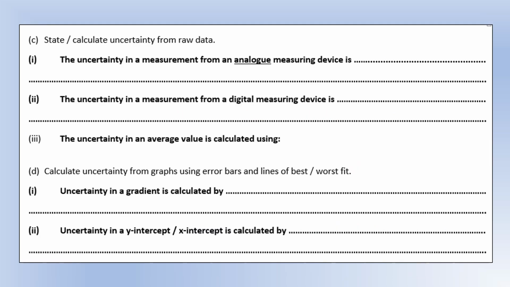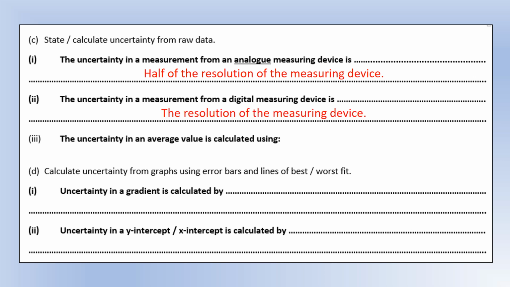Moving on to look at uncertainty. So the uncertainty in a measurement from an analog measuring device, like a meter ruler or a thermometer or protractor, something like that, would be half of the resolution because you can interpolate between the divisions. On a digital device, however, the uncertainty is just the resolution of the measuring device because we have no idea where it was between the values.